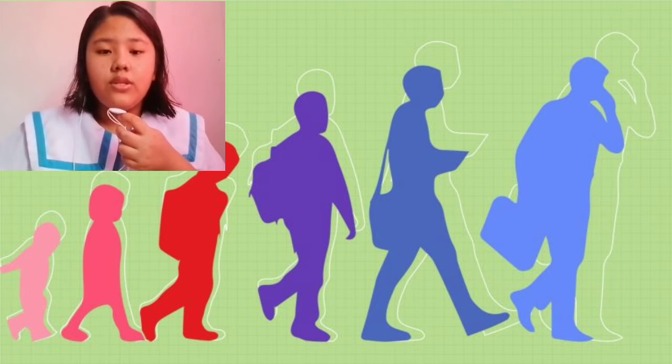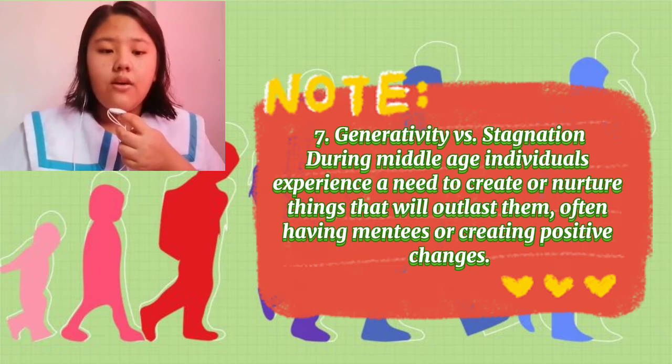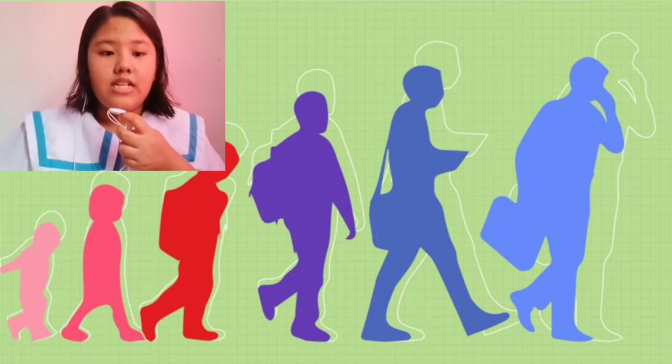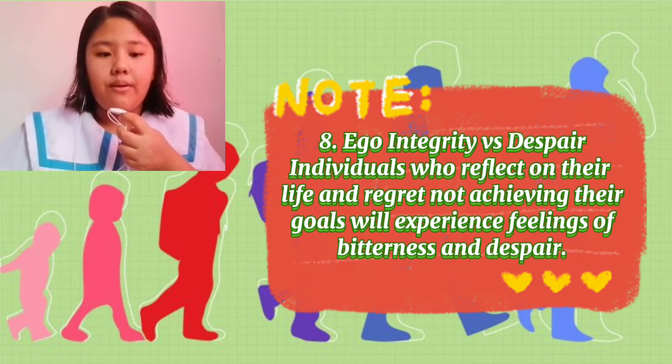Let's move on to the second to the last. We have generativity versus stagnation. This happens between 40 to 65 years old. Last but not the least is ego integrity versus despair. This one happens during 65 years and up.